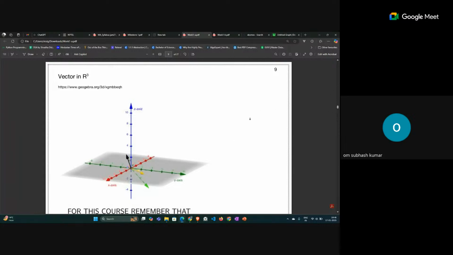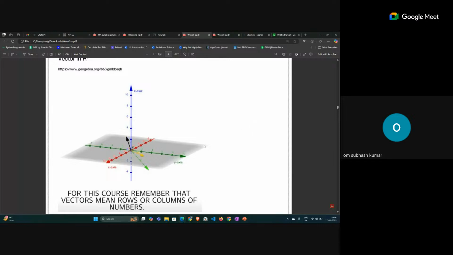What can we understand from this figure? As you can see, this shaded portion is a plane, right? This blue line is the z-axis, which is height. So this is a plane and the blue axis is height, so a height term is also added here. The rest of the things you will see as you go in the course, then you understand why we use this.